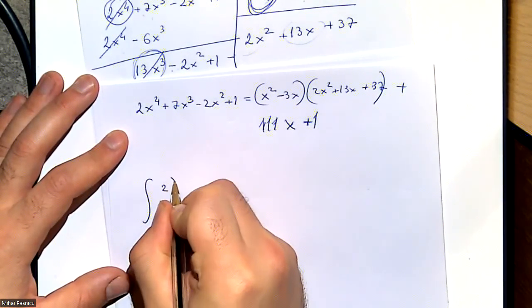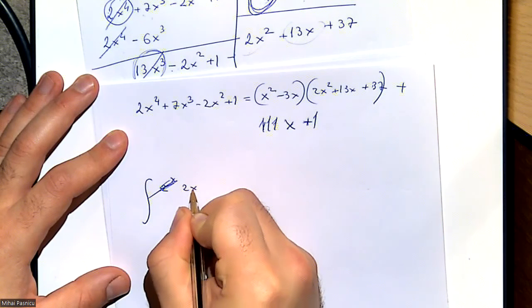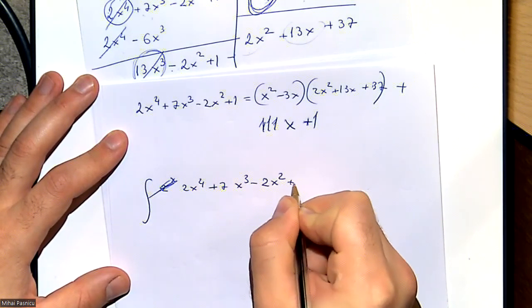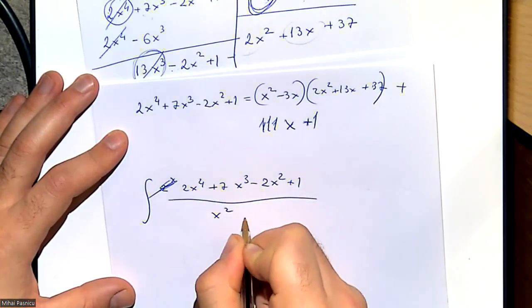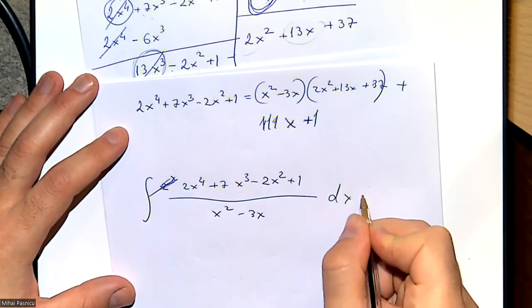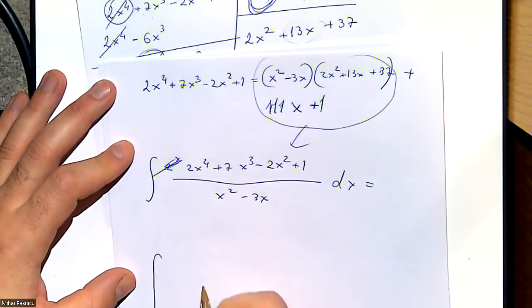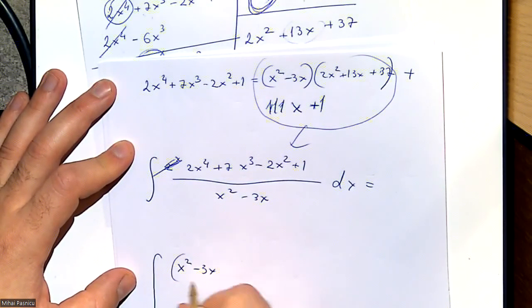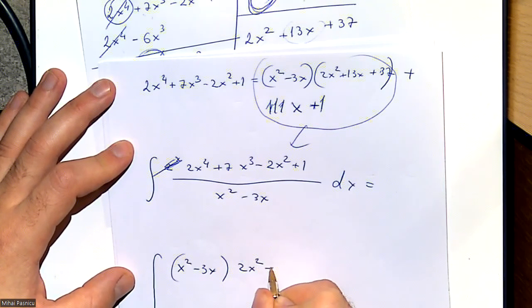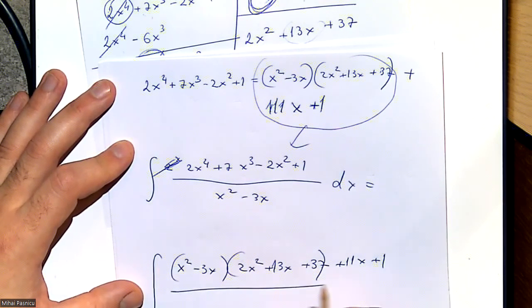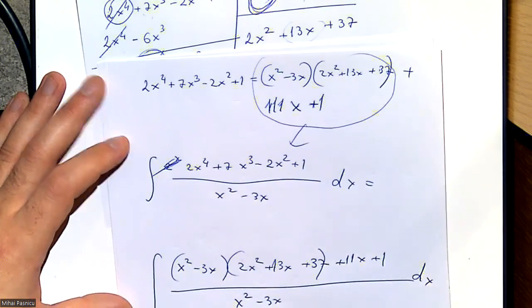Now, my integral, 2x fourth plus 7x to the 3rd minus 2x squared plus 1 over x squared minus 3x dx is equal to, I just plug in this, I plug it in. And I get integral x squared minus 3x. I just copy everything just to make it simpler for you guys. x squared minus 3x dx.